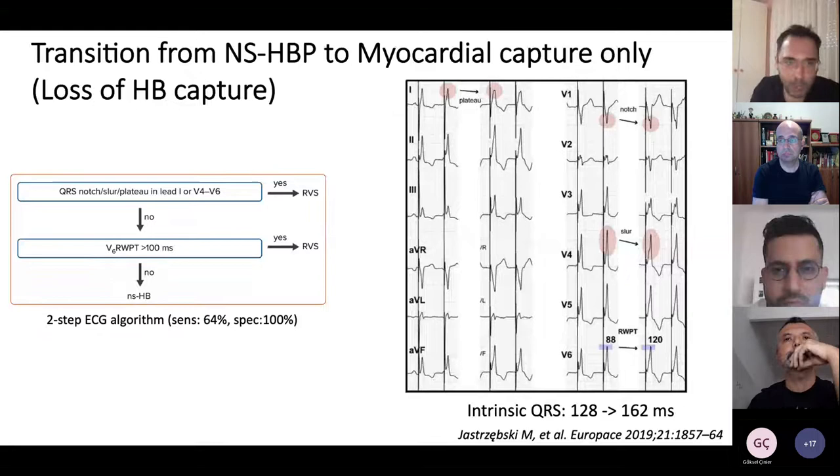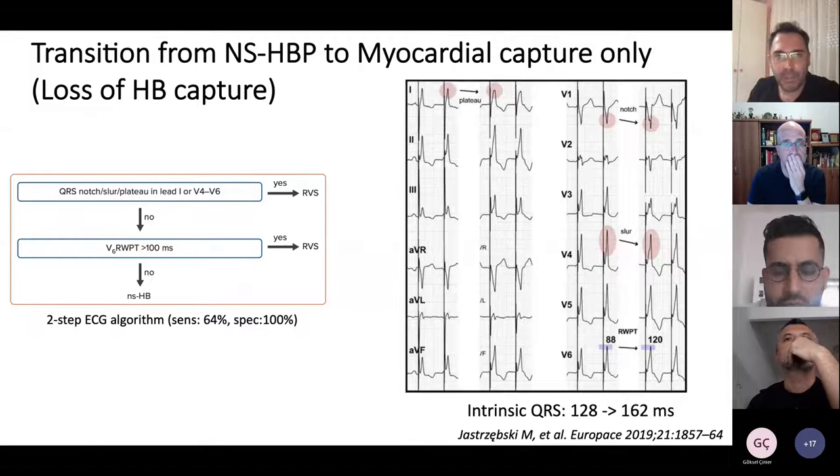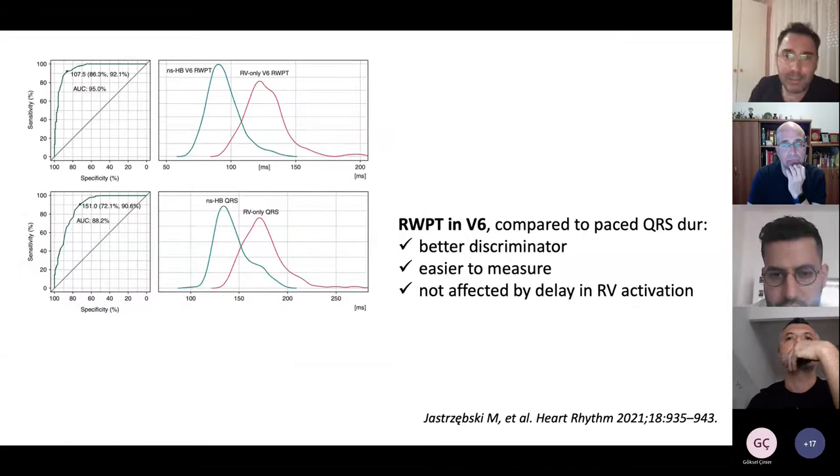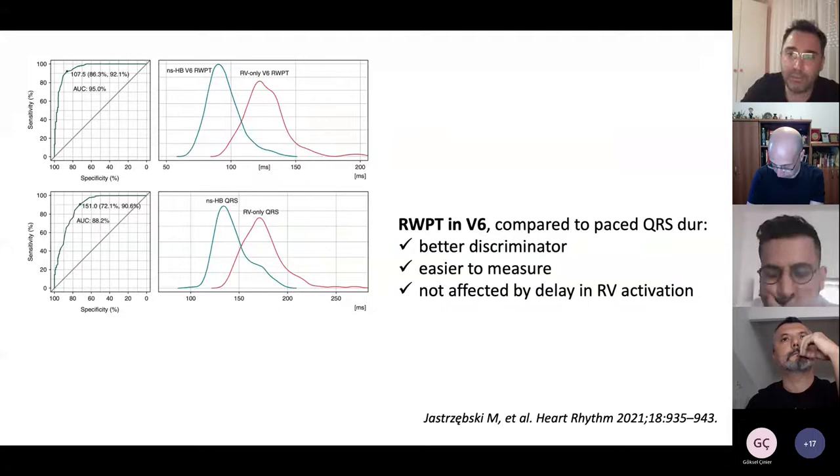Moreover, there is the R wave peak time, from the spike to the peak of the QRS in V6. When we move from non-selective to myocardial capture, it increases to more than 100 milliseconds, which is a very useful finding. And probably this index can be even more useful than the QRS duration, because it's a better discriminator between the two types of pacing. It's easier to measure and not affected by delayed RV activation.